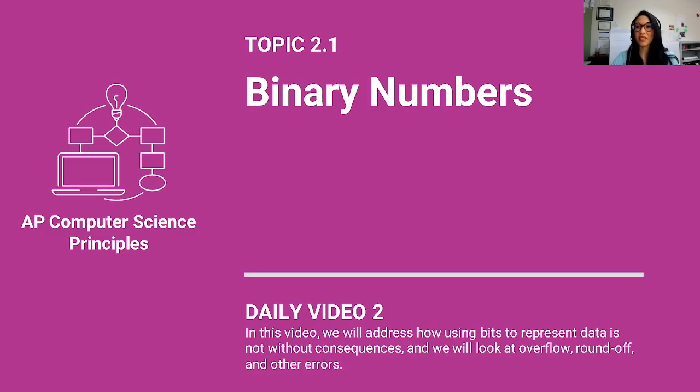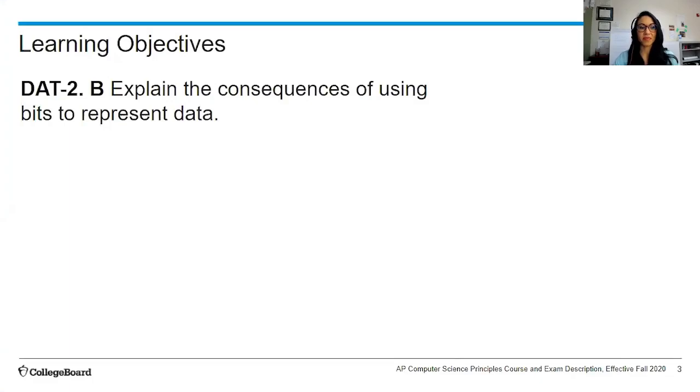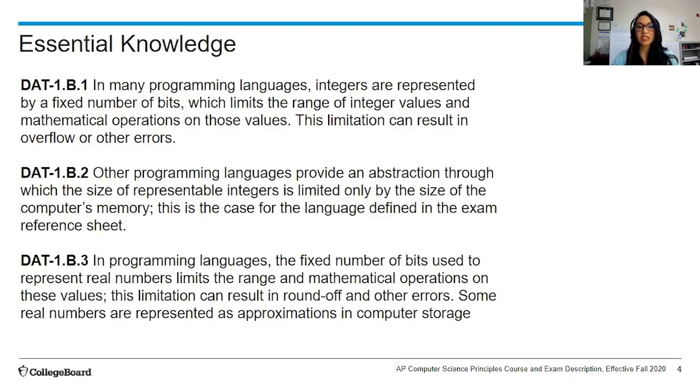So let's look at what we're going to learn today. Our main objective today is to talk about the consequences of using bits to represent data. Specifically, things such as overflow and round-off errors.